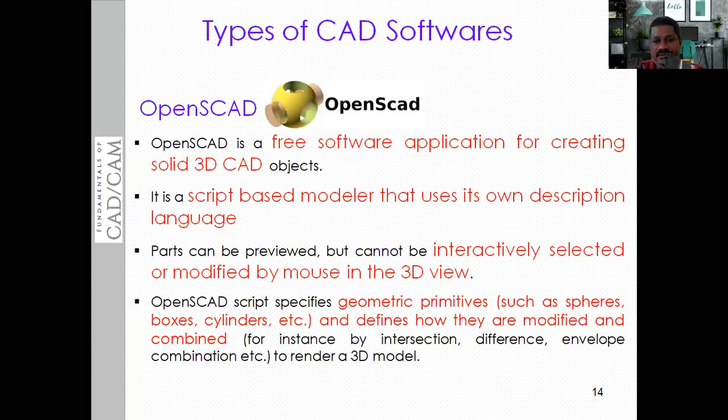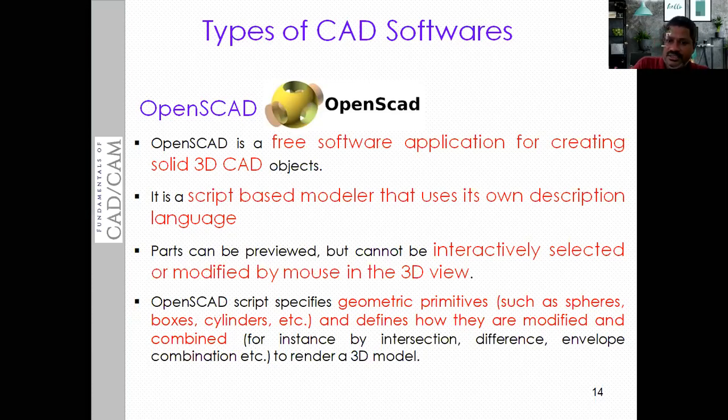It is a script-based model that uses its own description language. So they have written their own description language, and based on the script, the model will be generated whenever you instruct. To develop the model, you have to write the script. It is not like the pick and drop of AutoCAD, Creo, Fusion, Solidworks. It is script based, so to generate the entity, you have to use the script, right? So this is the concept of OpenCAD.